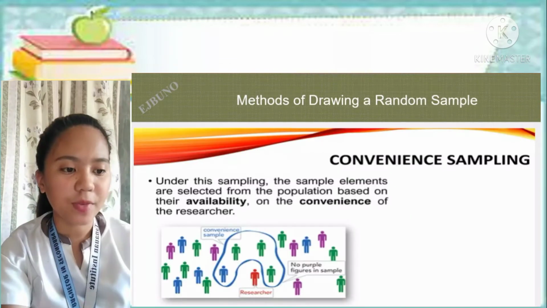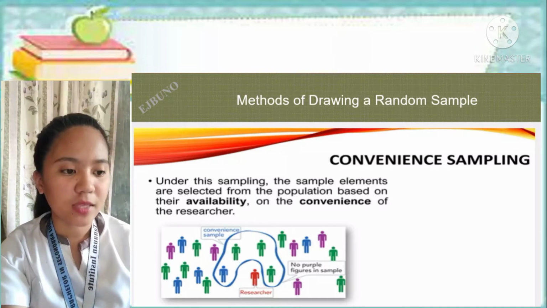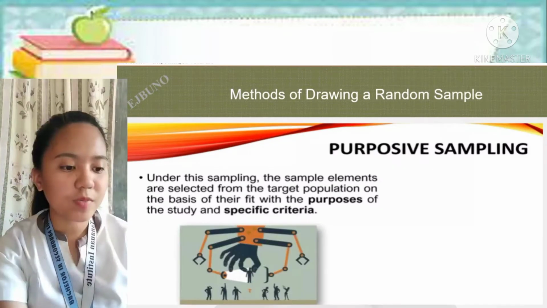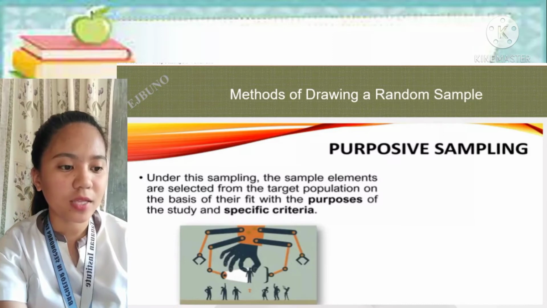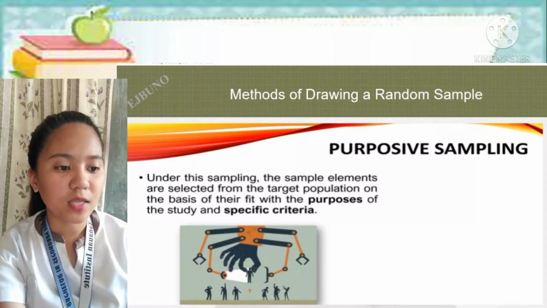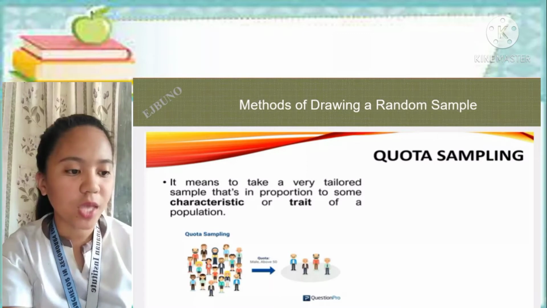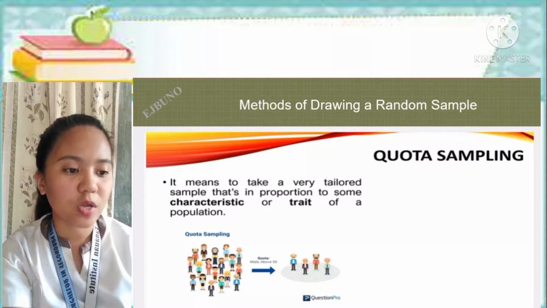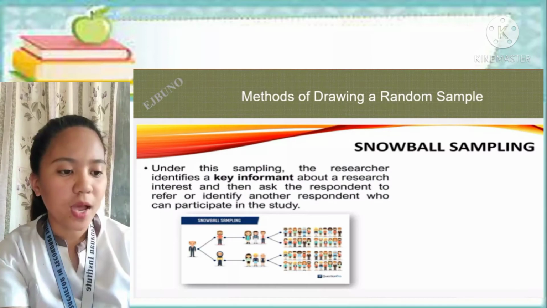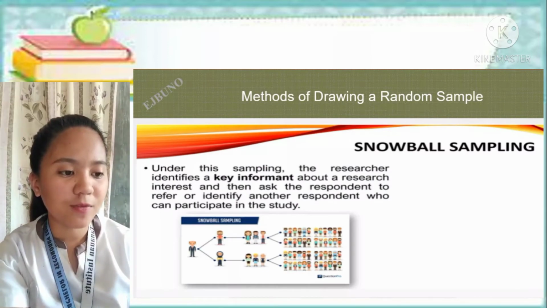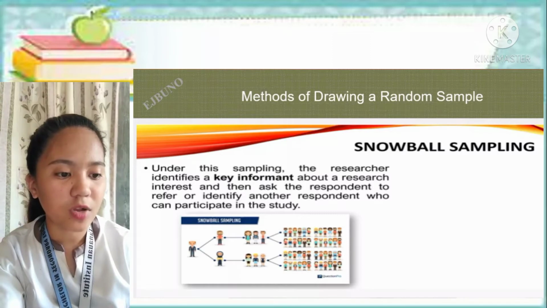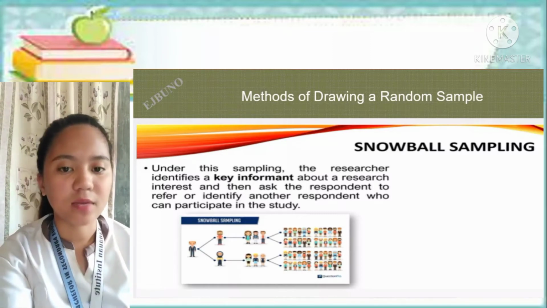Non-probability sampling. Convenience sampling: under this sampling, the sample elements are selected from the population based on their availability or the convenience of the researcher. Purposive sampling: under this sampling, the sample elements are selected from the target population on the basis of their fit to the purposes of the study and specific criteria. Quota sampling means to take a very tailored sample that's in proportion to some characteristic or trait of a population. Snowball sampling: under this sampling, the researcher identifies a key informant about a research interest and then asks the respondent to refer or identify another respondent who can participate in the study.